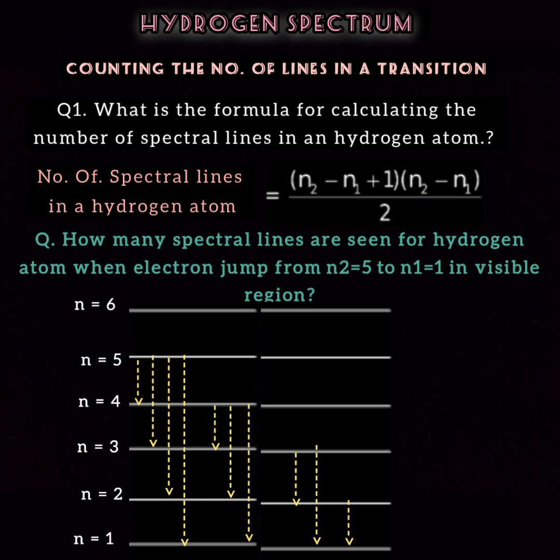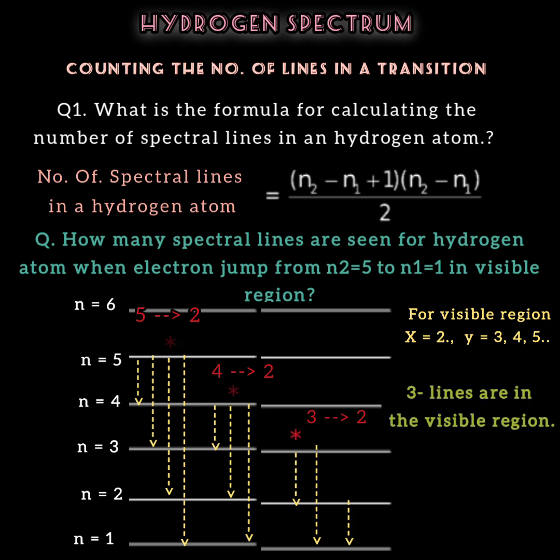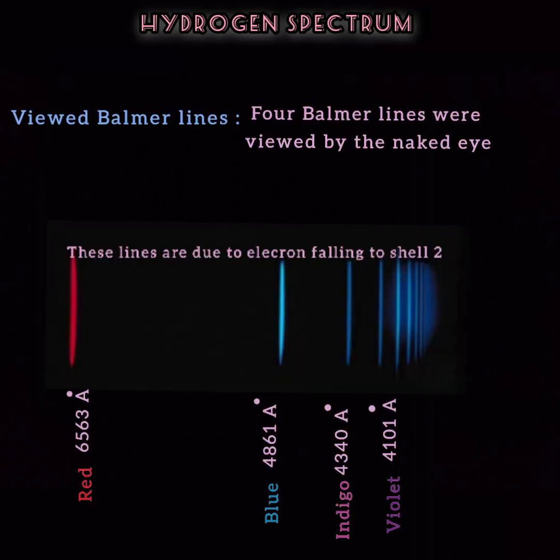But here visible region is said, that is Balmer series. So x equal to 2 and y equal to 3, 4, 5. Thus the possibilities are 5 to 2, 4 to 2 and 3 to 2. That is, it shows 3 lines lie in the visible region. Viewed Balmer lines. 4 Balmer lines were viewed by the naked eye. These lines are due to electron falling to shell 2.